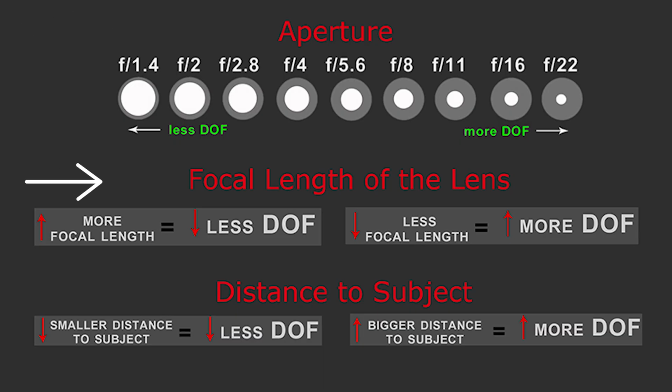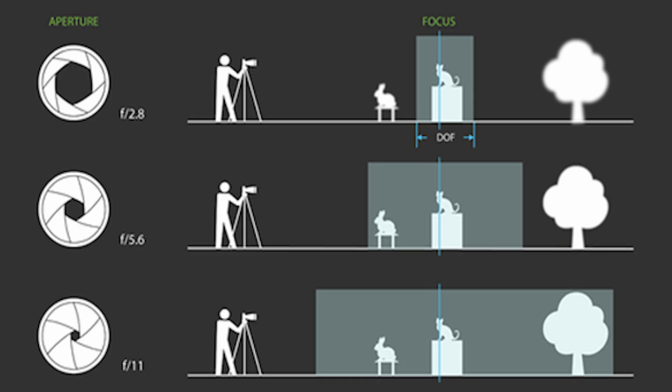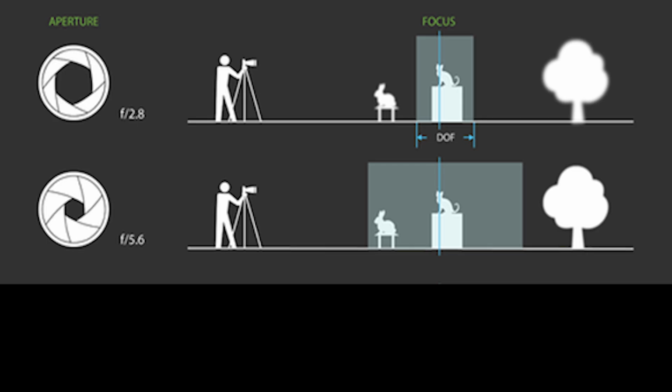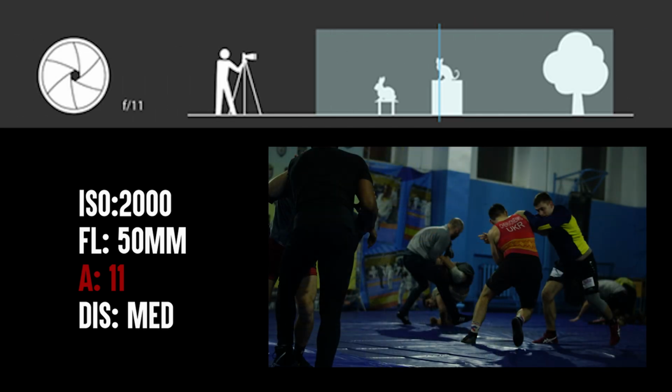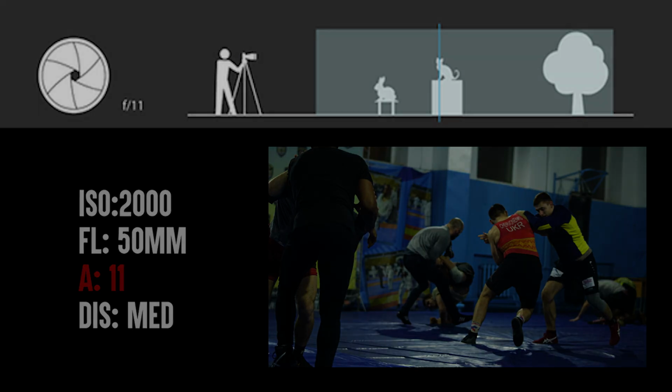And those factors are aperture, focal length, and the distance between the camera and the subject. Aperture. A low f-stop, meaning a larger opening, gives us more light, which results in a smaller depth of field. A high f-stop means a smaller opening, which lets in less light and gives us a larger depth of field.